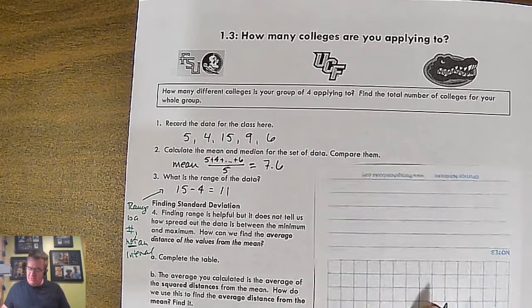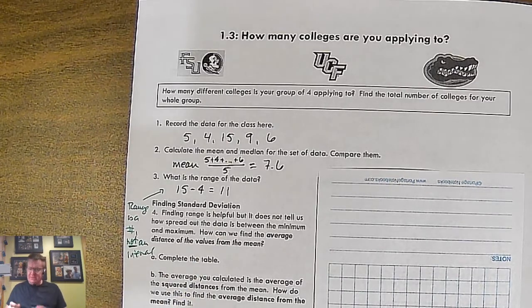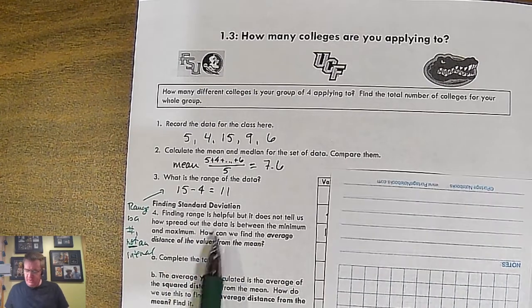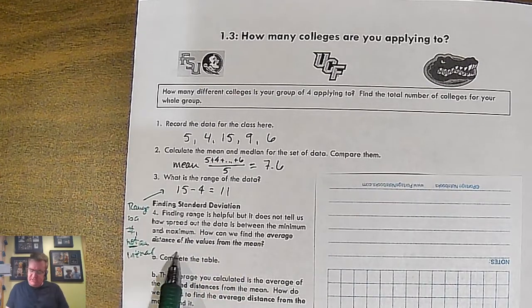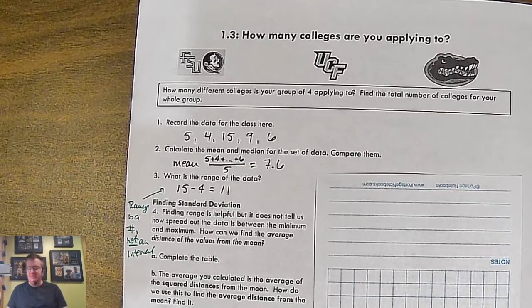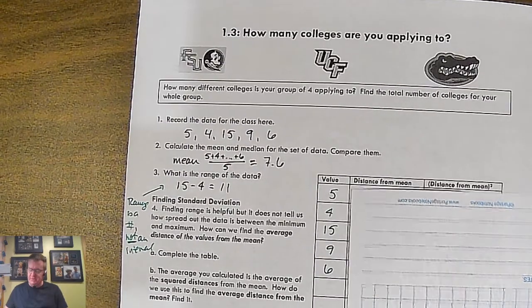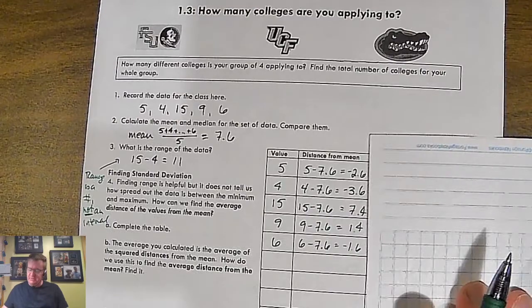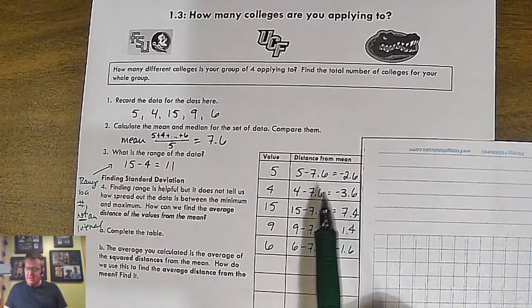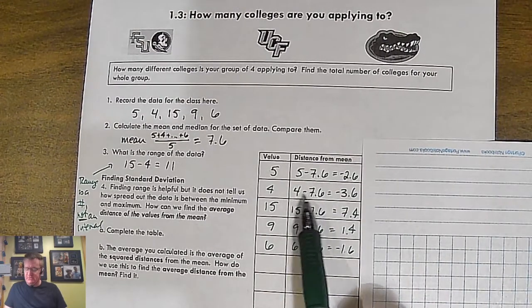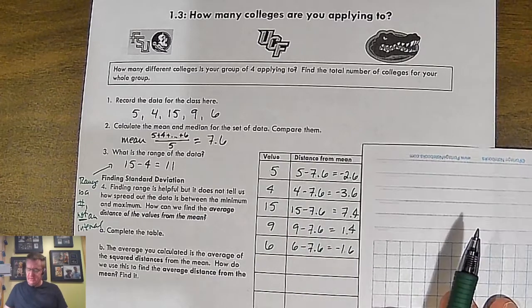Now, we're going to talk about something called standard deviation. Standard deviation measures how far away from the mean the data is. So what you're going to end up doing is finding the average distance the values are away from the mean. The first thing we do is put in all the values and find the distance from the mean. So what I did here was 5 minus 7.6, 4 minus 7.6, et cetera.